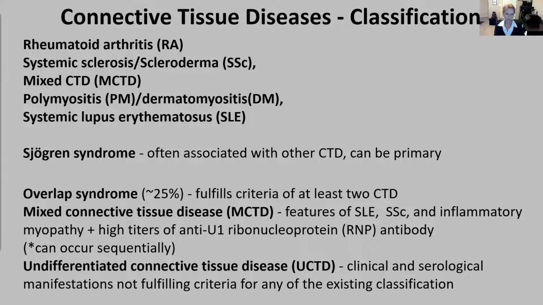Undifferentiated connective tissue disease presents with clinical and serological manifestations. However, these do not fulfill criteria for any specific existing disorder.